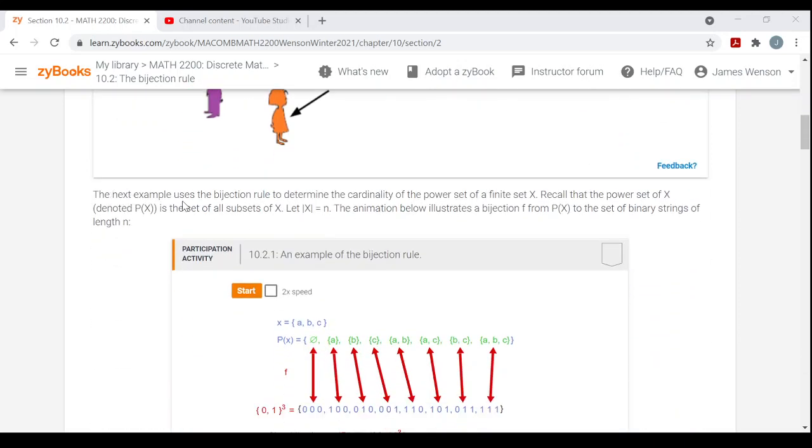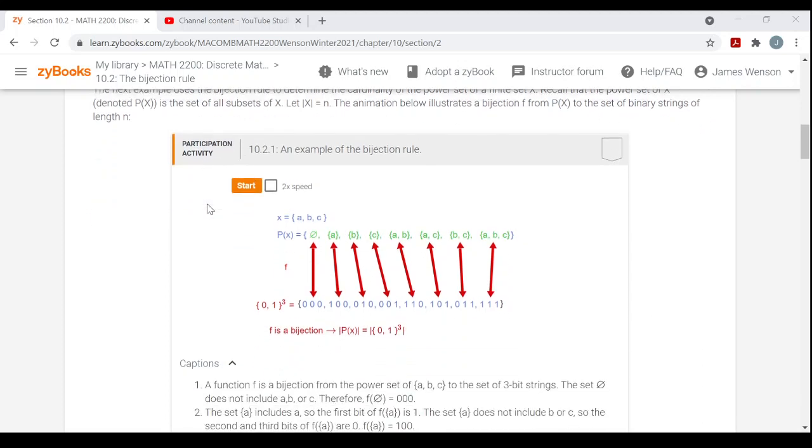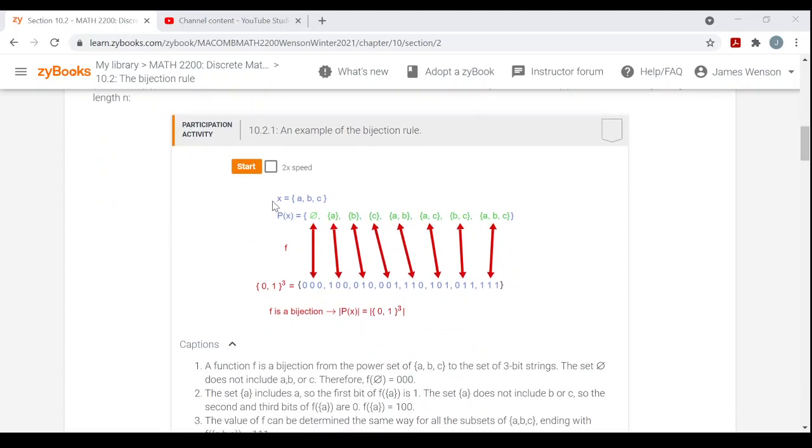This next example uses the bijection rule to determine the cardinality of the power set of a finite set X. Now remember, the power set is the set of all subsets of X. So suppose the cardinality of X is N. The animation below illustrates a bijection F from the power set of X to the set of binary strings of length N. So you see X here has a cardinality of 3.